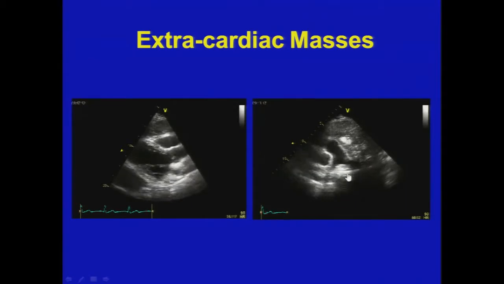So here is a short axis view at the level of the pulmonary artery bifurcation, and you can see this large extracardiac mass, this mediastinal mass. This is a patient who has Hodgkin's disease.